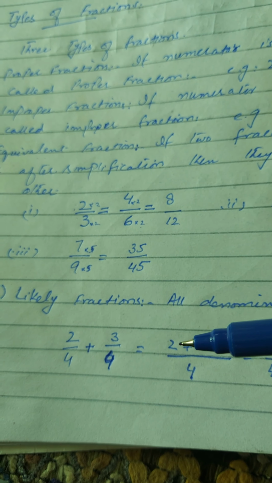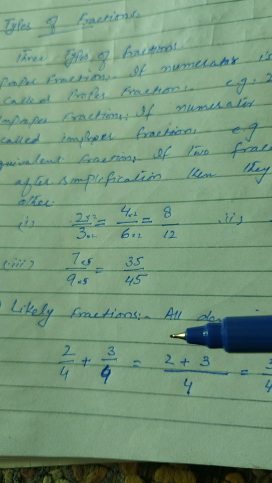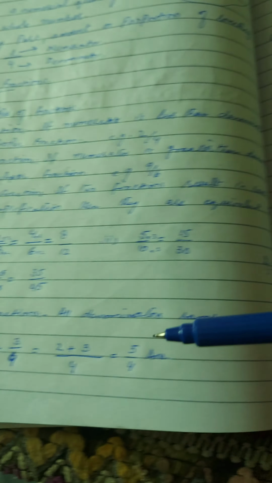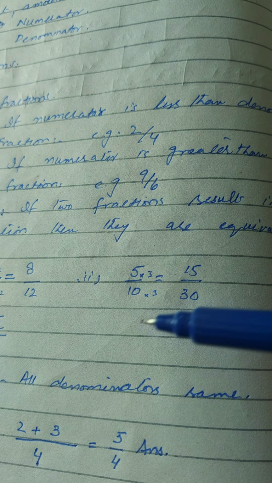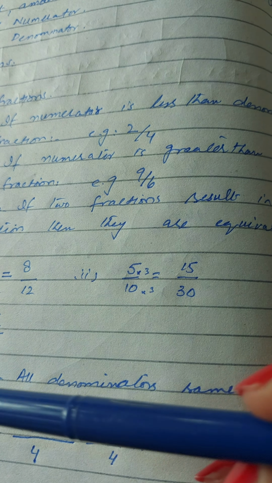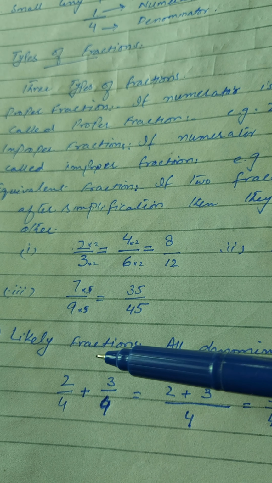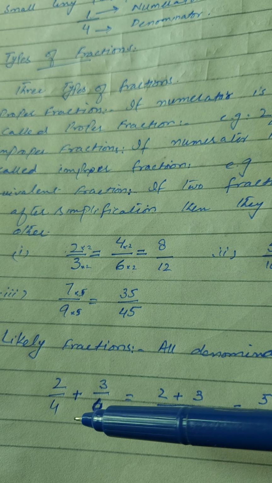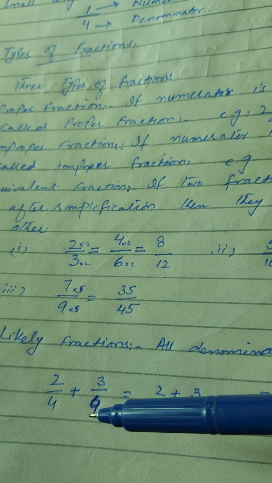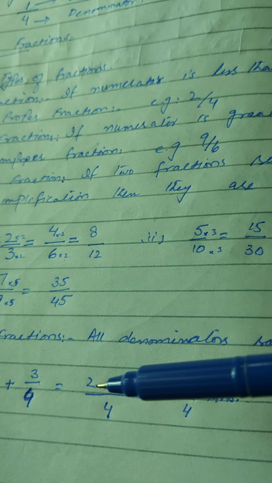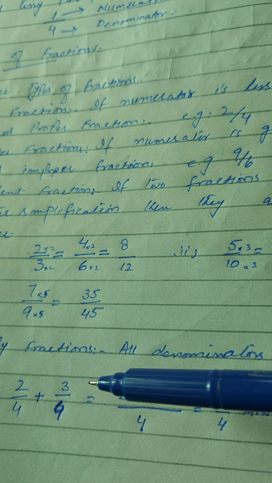Then we have different fractions: like fractions, unlike fractions, and mixed fractions. What is the difference between them? Like fractions are fractions in which all the denominators are the same. It means if we add them, the denominators will be the same. For example, 2 by 4 plus 3 by 4. The denominators are the same, so we simply add the numerators.